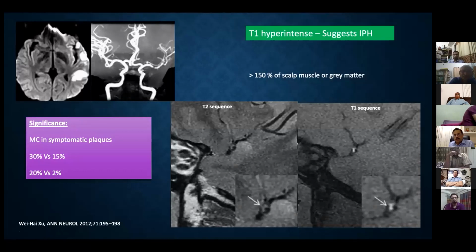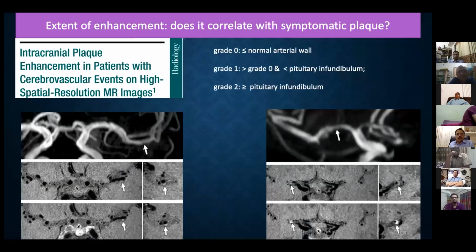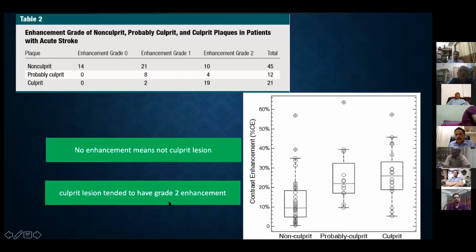The contrast enhancement degree in atherosclerotic plaque in vessel wall MRI can also tell us how risky the plaque is. For example, in this case, you can see not a very severe stenosis, and there is plaque, but not too much enhancement, while in this case, there is very severe enhancement of the plaque. So whenever the enhancement is very severe, grade 2 enhancement, then we know this is likely to be the culprit lesion and may cause more strokes in future as well.